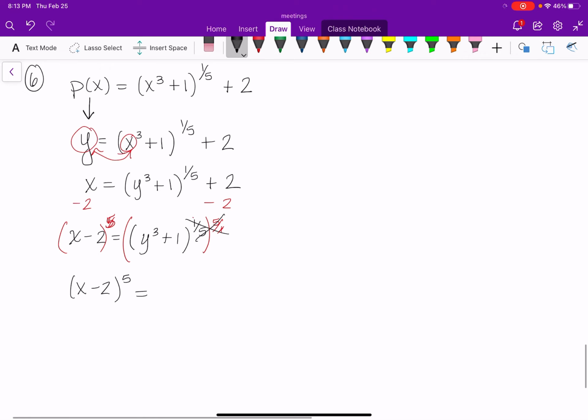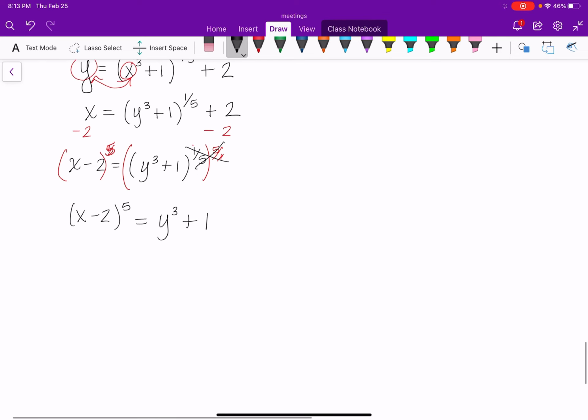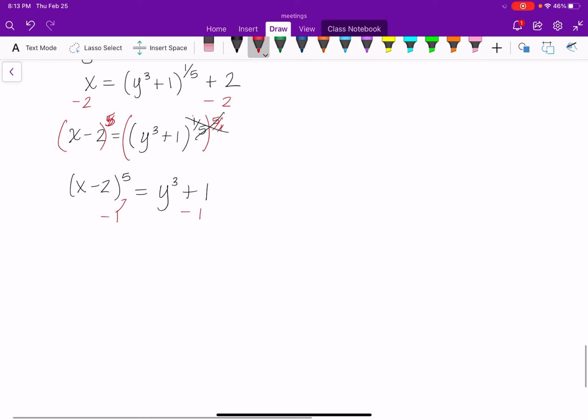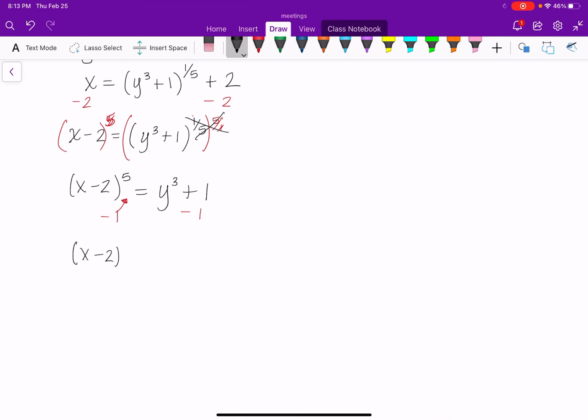And these guys are going to go away. So we're going to have y cubed plus 1. Notice I dropped my parentheses on the right-hand side. Since we got rid of that 1/5, we don't need the parentheses anymore. So the next thing we're going to do, because we are still trying to isolate my y here, we're going to move that plus 1. So let's subtract 1. Now when you do this, this is going to go behind my parentheses. I can't actually subtract the 1 and the 2 because the 2 is inside the parentheses. So it's kind of isolated there, and we're going to put the -1 on the outside of it. So we're going to do x minus 2 to the 5th power minus 1 equals y to the 3rd.